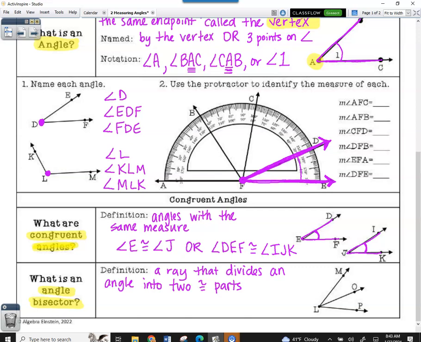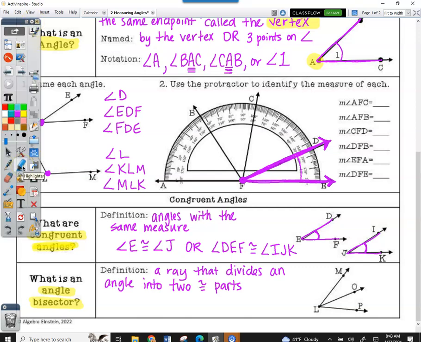So in this picture, there's a lot going on right here. We're going to take our highlighter and highlight the actual angle bisector. That would be this ray in the middle that's cutting the big angle in half. The short definition for bisect is cuts in half. What does bisect mean? Cuts in half. What's bisect mean, Houston? Cuts in half.